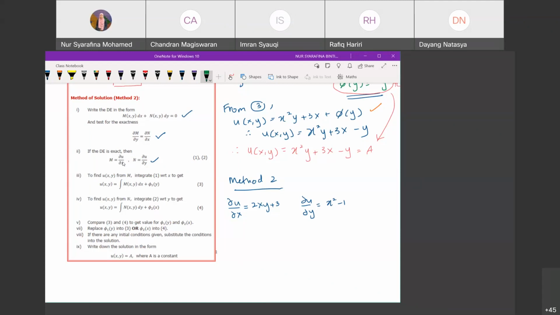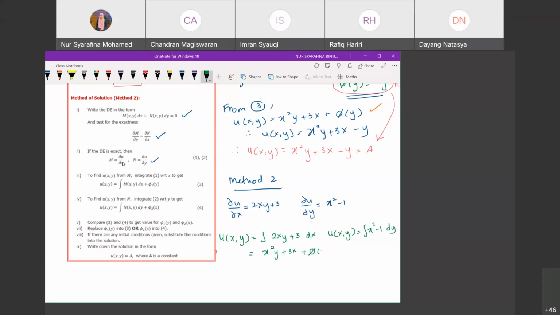to integrate both. Right? So before this, you just integrate once and compare with another one. But for this second method, you integrate both. So in order to get u, first you integrate 2xy plus 3 with respect to x. And second, you integrate x squared minus 1 with respect to y. You integrate both because both can give you u.